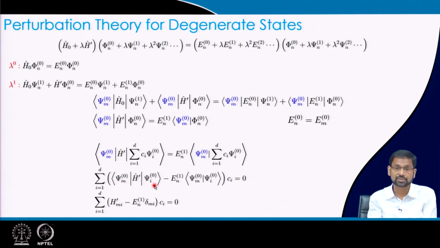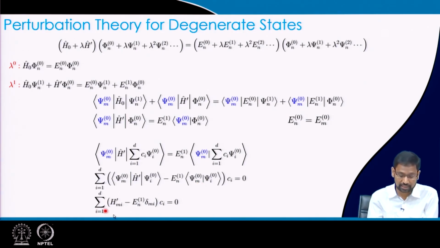I have this term which is a matrix element of H prime. I am calling this H prime mi, where m and i are both one of these degenerate eigenfunctions. The second term has En1 and the overlap of psi m and psi i. The psi m and psi i are degenerate eigenfunctions of a Hermitian operator, so they follow the standard orthonormality. Therefore, I am calling the overlap delta mi. When m is equal to i, it is 1, otherwise it is 0, because they are eigenfunctions of the same Hermitian operator, so they have to be orthonormal to each other.